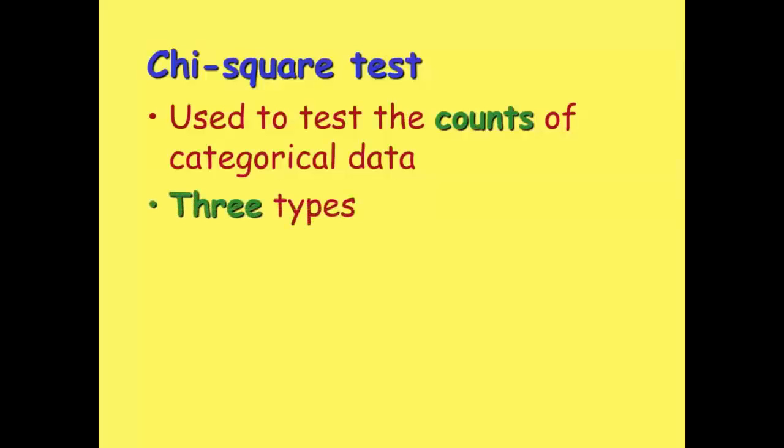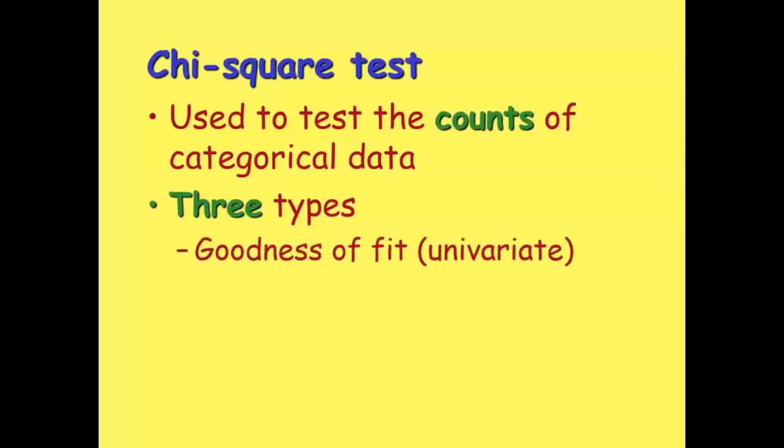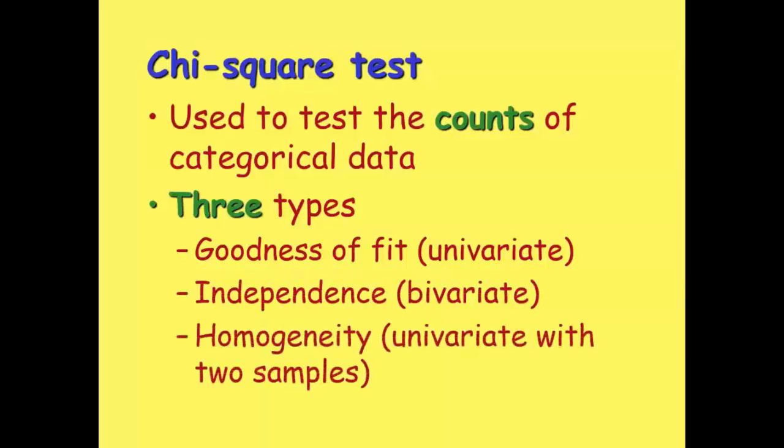Chi-square comes in three different flavors, three different types. We have what's called a goodness of fit or univariate test. We have an independence or bivariate, and a homogeneity. Let me say that one more time just to make sure we got that right. Homogeneity, which is univariate with two samples.